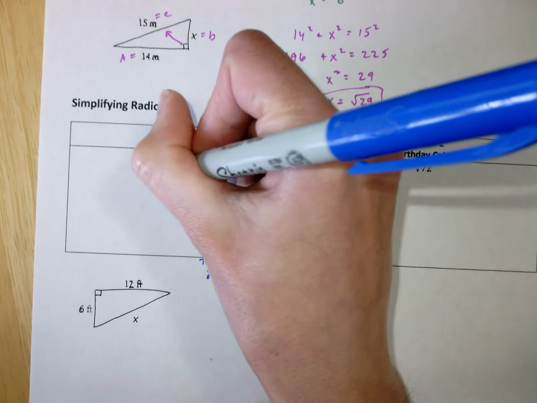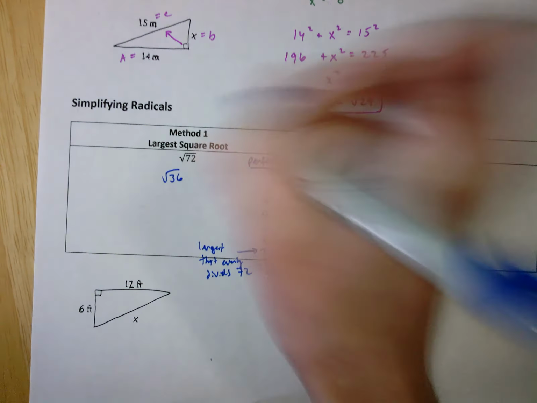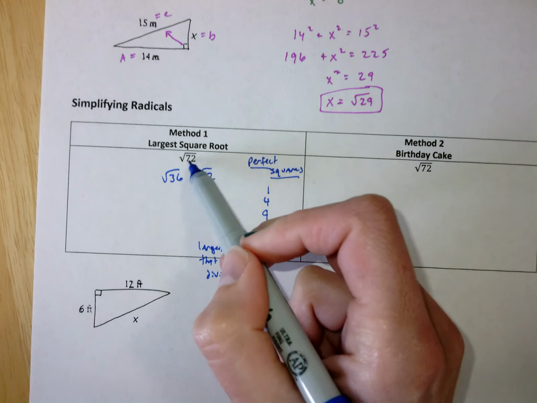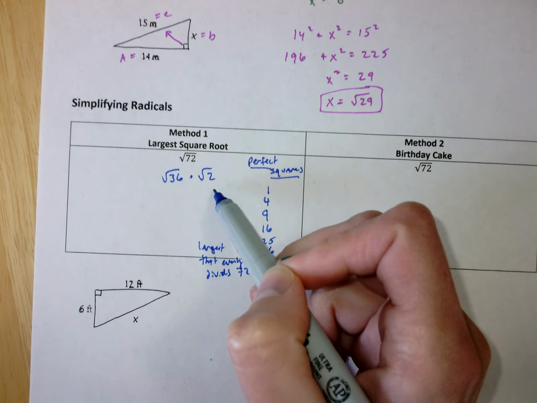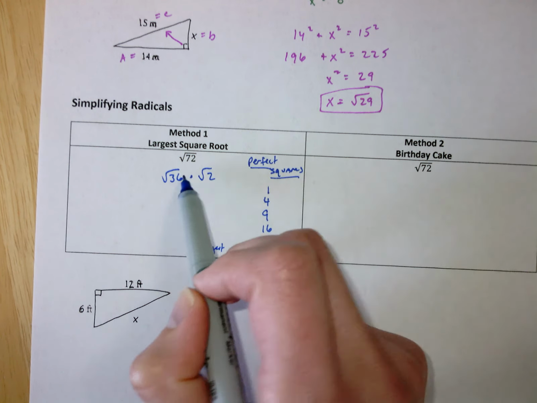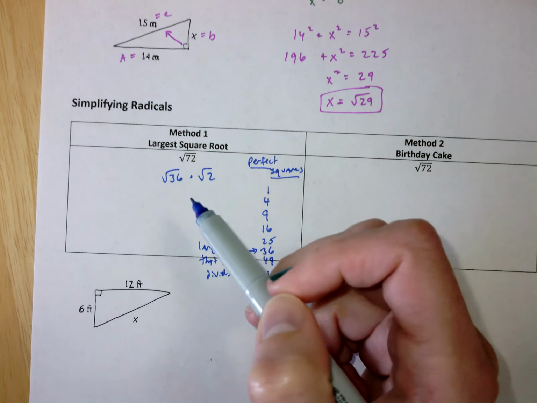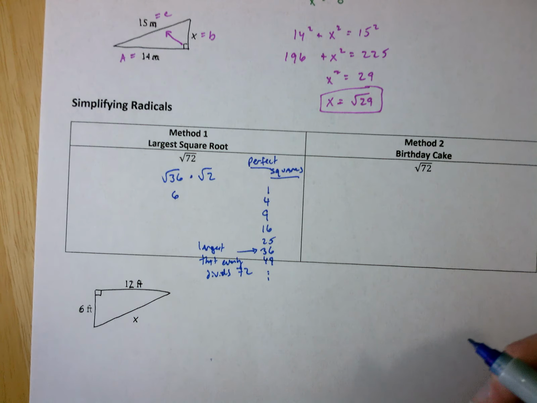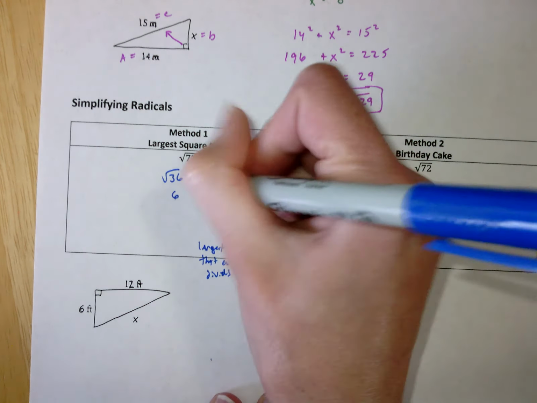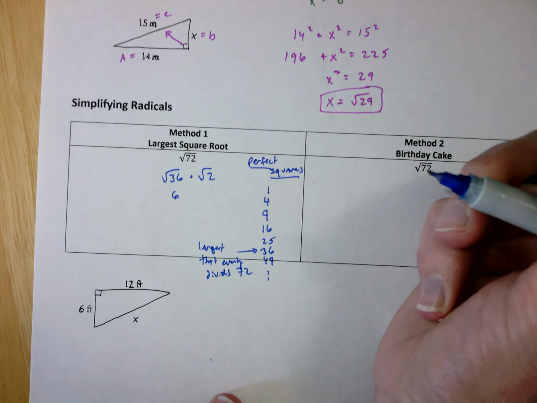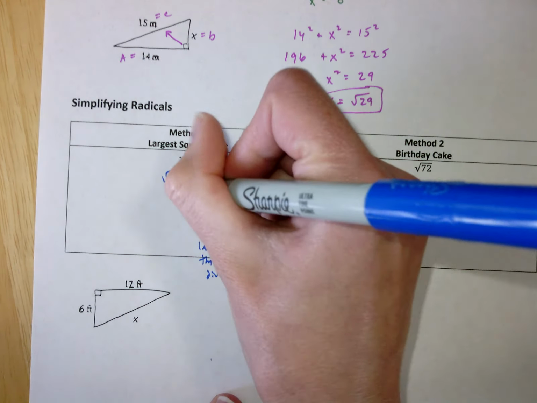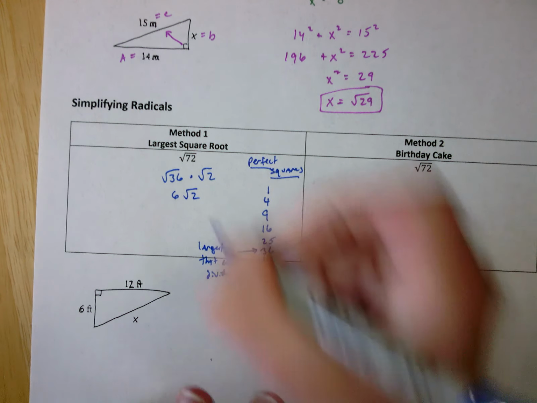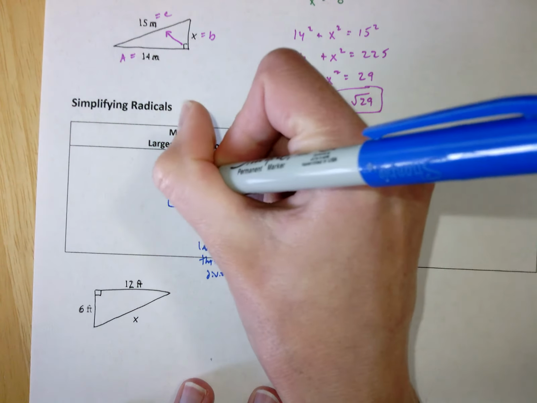And I'm going to say that this is the same thing as the square root of 36 times the square root of 2, because when we divided 72 by 36, we got 2. From there, the square root of 36 is a perfect square. The square root of 36 is 6, because 6 times itself is 36. And the square root of 2, there's no whole number times itself that equals 2, so I'm just going to leave that as the square root of 2. And that is your simplified answer.